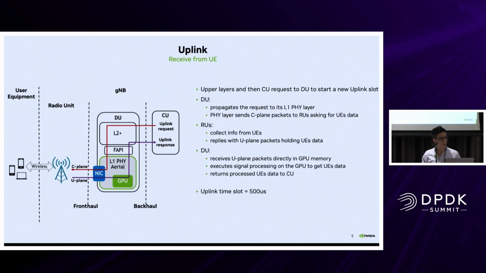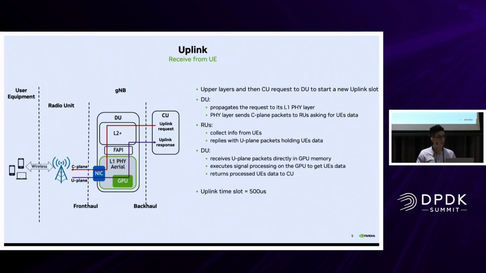So if the 5G network wants to start an uplink slot, the CU, still within the gNB, forwards to the DU a request to start an uplink slot. As soon as the DU receives this information, it provides it to the lower layer, so L2 plus, and then finally layer 1, the physical layer, where we find Aerial. And then two things happen here. The first one is that Aerial prepares, with CPU, using CPU memory and a regular DPDK communication pattern, packets on the control plane and sends them to the radio unit, saying, hey, I'm about to ask you to receive data from the UEs, please send it to me on the U plane. So the radio unit is ready, knows what to do, listens through the wireless medium to data coming from the UEs, and then encapsulates that data in Ethernet packets using the eCPRI protocol.